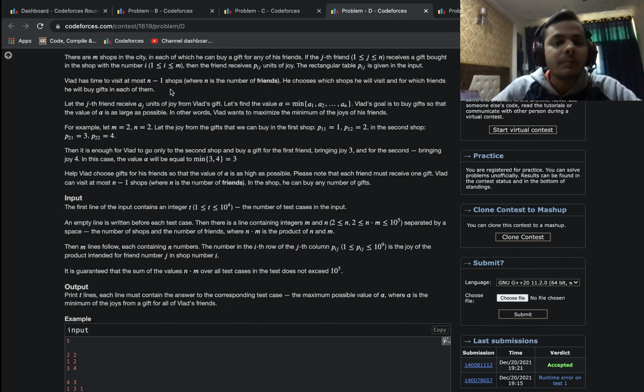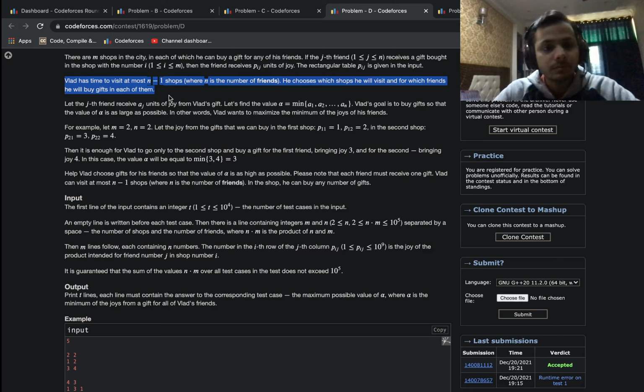Now comes the very interesting constraint, which is that Vlad has time to visit at most n-1 shops. That is, I cannot visit more than n-1 out of the m available shops. It's totally up to me which n-1 shops I am going to visit. I am allowed to visit fewer than n-1 shops, but not more than that.